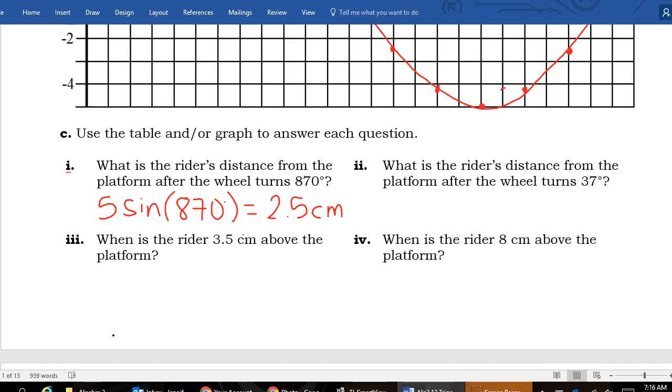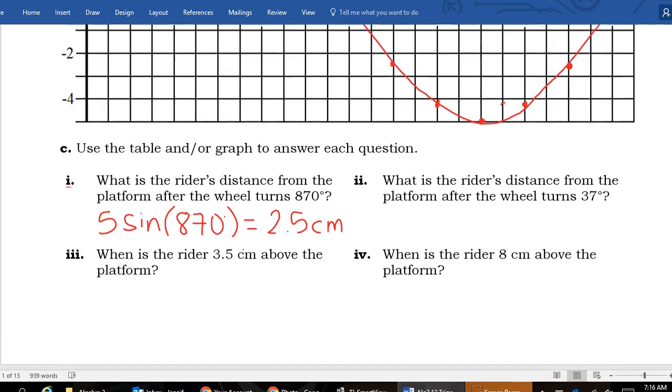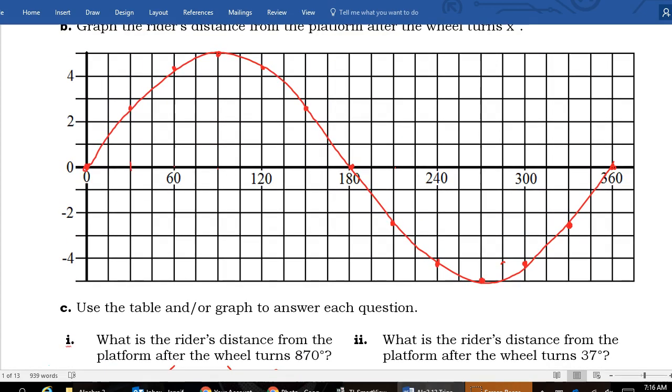Question 2, what is the rider's distance from the platform after the wheel turns 37 degrees? I could answer this with the graph or the equation. I'm going to scroll up just to use the graph. So I know where 30 degrees is. 30 is right here. 45 is right here, so 37 would be pretty much right in the middle. So I'm going to say that comes out to be almost exactly 3 centimeters.